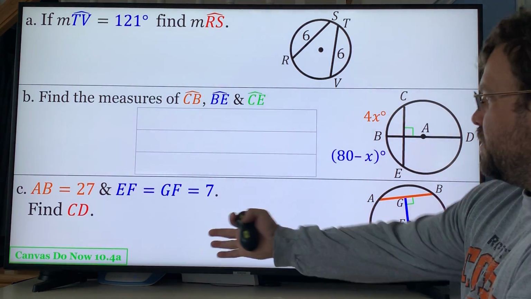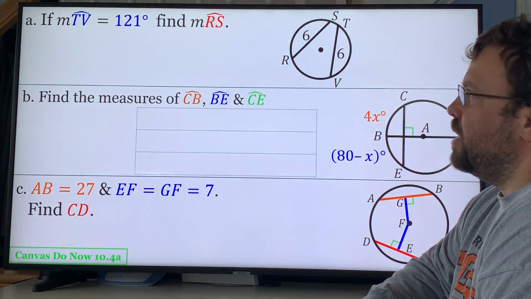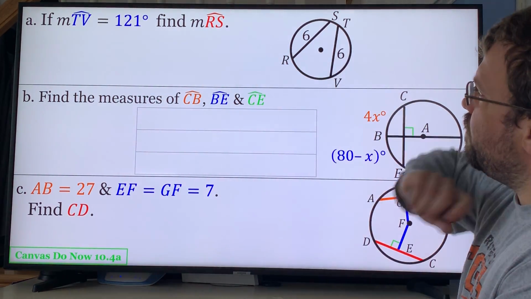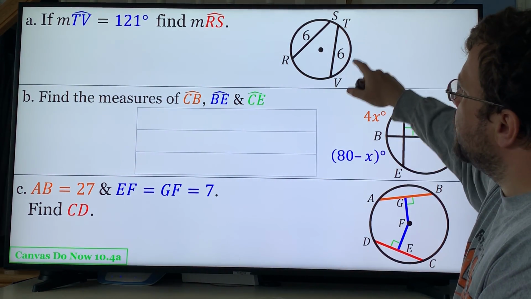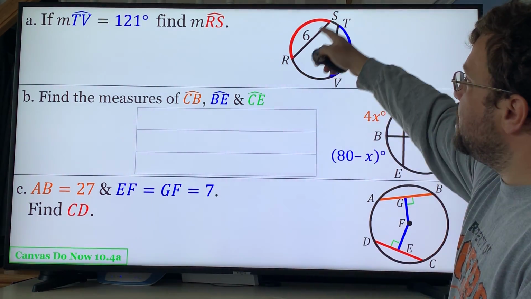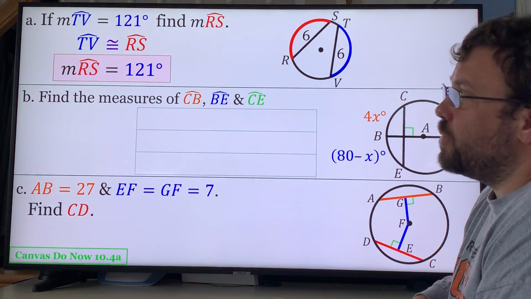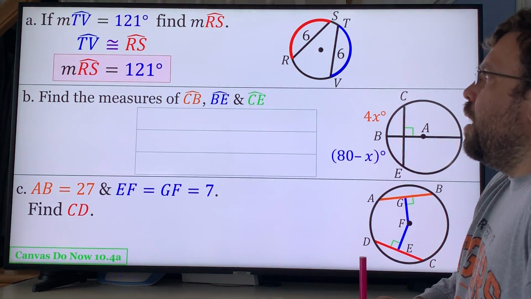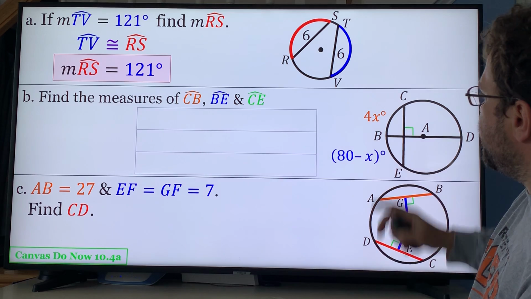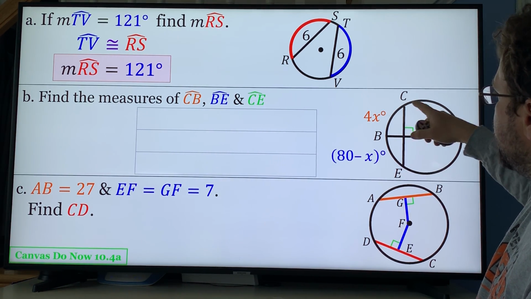Now, first thing I want to do is start with the do now, 10.4a. Let's get it going. Ready to go over it? All right, so it says, if the measure of arc TV is 121, what is RS? Very simple question. Because they have the same chord lengths, that means the arcs are indeed congruent, so they're both 121.